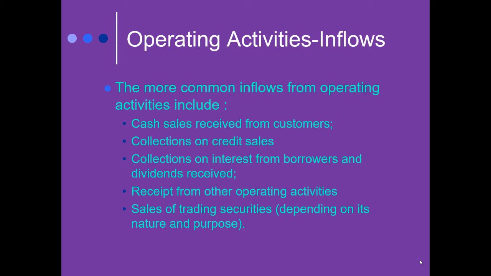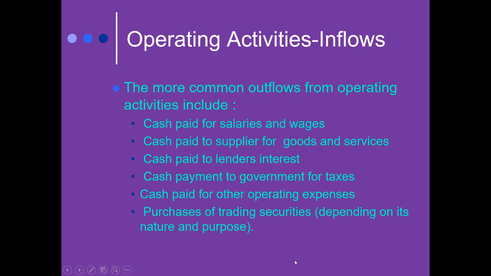Okay, if there are any other receipts from other operating activities, such as rent revenue, maybe you have some premises and you rent them out, so you have some revenues from rent. These are other revenues received from other operating activities. And also sales of trading securities. This usually depends on its nature and purpose.